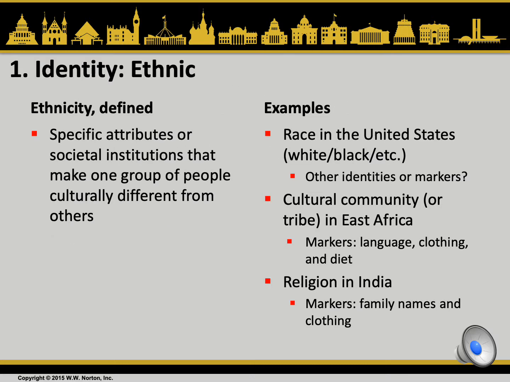For our purposes, ethnicity is defined as specific attributes or societal institutions that make one group of people culturally different from others. Examples are race, culture, and religion, and each have various markers: language, clothing, diet, family names, and those other types of markers that identify the ethnicity of a group.